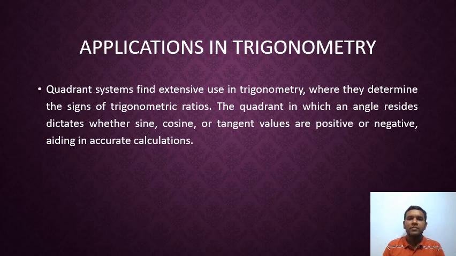Now let us look at the applications of quadrant system in trigonometry. Quadrant systems find extensive use in trigonometry where they determine the signs of trigonometric ratios. The quadrant in which an angle resides dictates whether sine, cosine, or tangent values are positive or negative, aiding in accurate calculations.